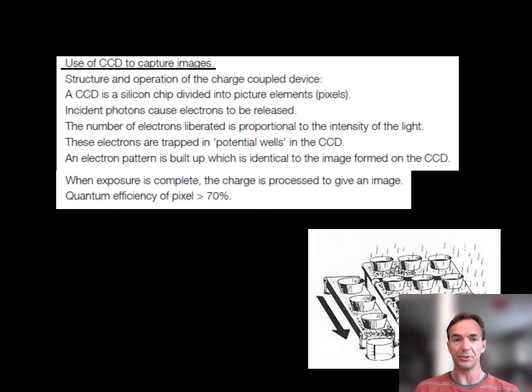And this is the process. So basically, you have the structure, you have a silicon chip, divided into picture elements, little pixels, sort of divided up into a little grid. The photons come in, electrons are released, the electrons are liberated, they're trapped in potential wells effectively, and then that electron pattern gets built up, because you can see how much charge there is compared to other places. You get lots of electrons, bright, some electrons, dim, and you put that onto an image, and lo and behold, you get the images that we have on our mobile phones. Quantum efficiency per pixel, 70%.